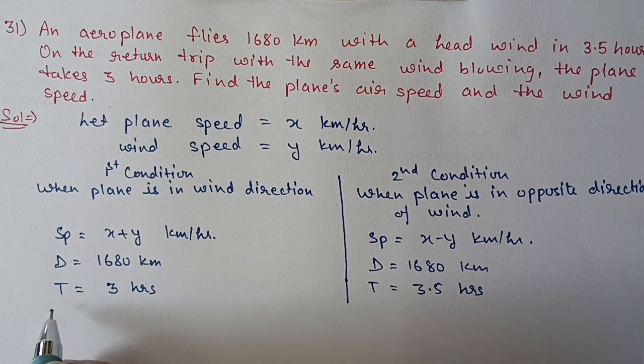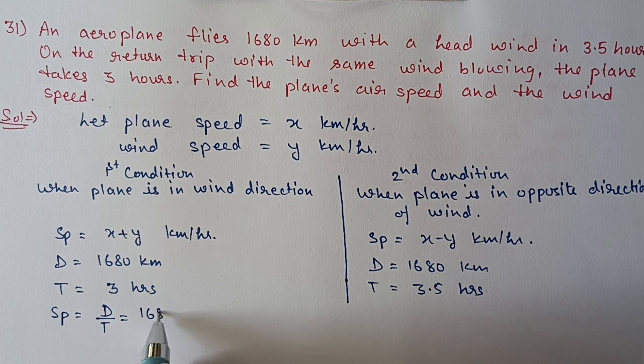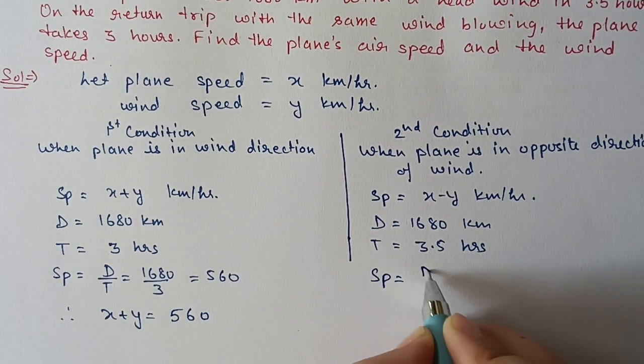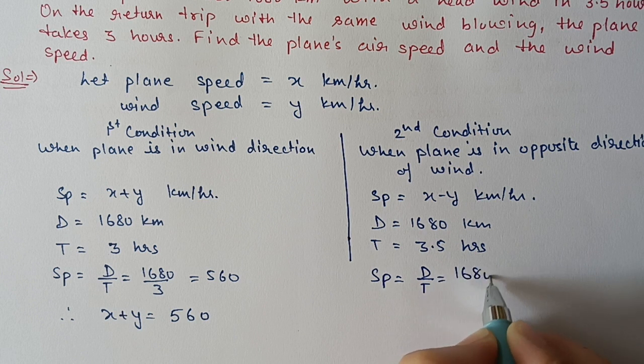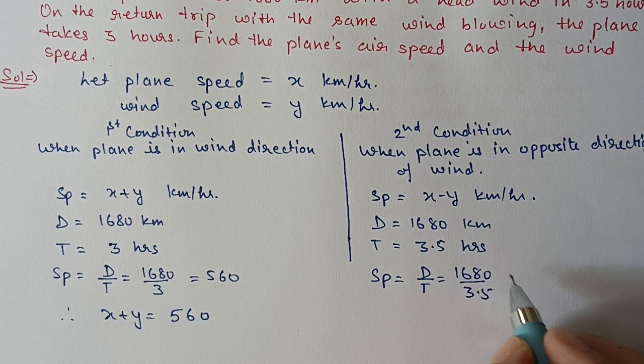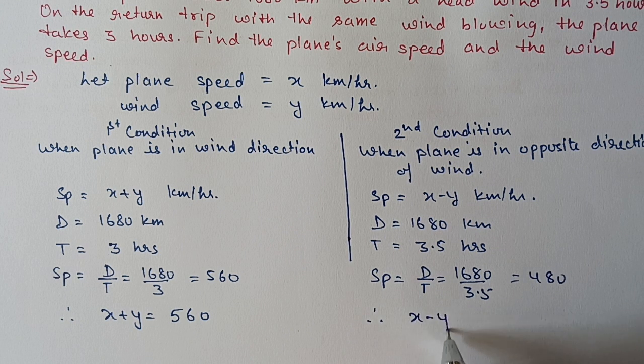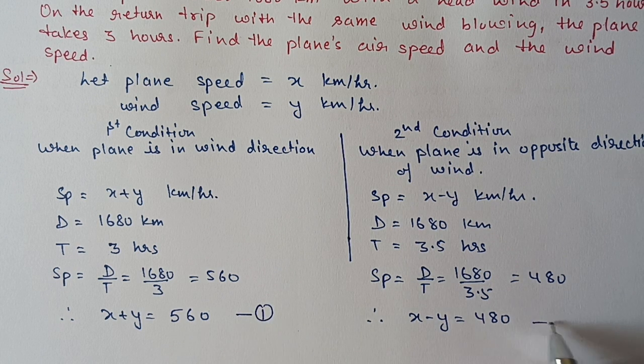So now we will find out the speed. According to the first condition, speed will be distance upon time, meaning 1680 upon 3, which is 560. So we can write x plus y is equal to 560. In the second case, speed will be distance upon time, 1680 upon 3.5. After cancellation you will get 480. So we can write x minus y is equal to 480. So this is our first equation, this is the second equation.